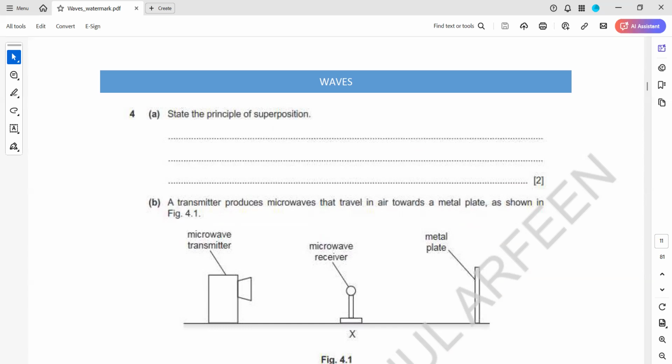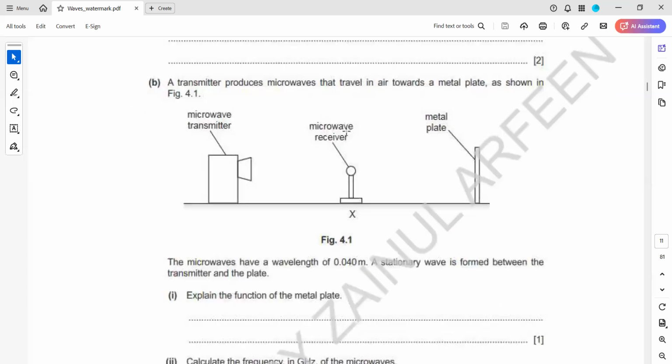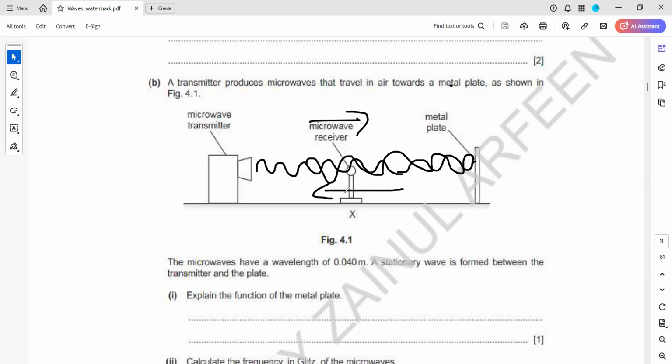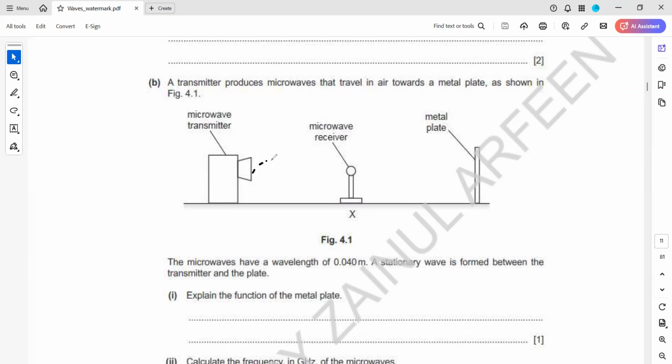That's the superposition principle. A microwave transmitter produces a microwave that travels in air towards a metal plate, as shown. So the microwave transmitter sent the microwave and it hit the metal plate and bounced back. Two waves traveling in opposite directions will give rise to a standing wave. So in this region, we'll have a standing wave, a pattern of nodes and antinodes.